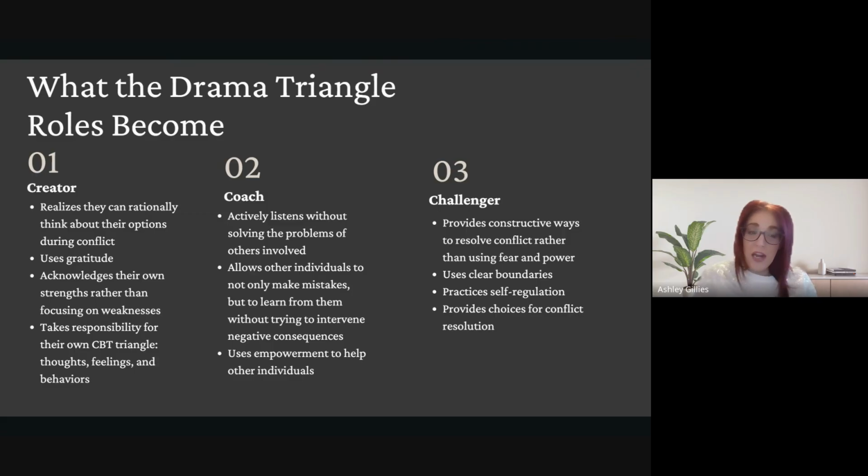I became the creator of my world. I realized that I can rationally think about my options during conflict. I used gratitude. I acknowledged my strengths rather than just focusing on my weaknesses constantly. I took responsibility for thoughts, feelings, and behaviors because the way I thought, felt, and behaved regarding my husband's death or my partner's death had nothing to do with anybody but me. I took responsibility for that. I created the life that I wanted, and I continue to create that life.